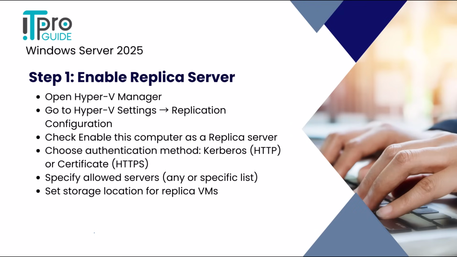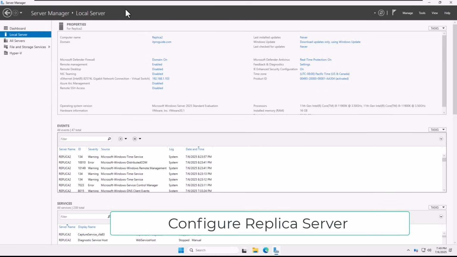The first step is to enable the replica on the servers. Once you complete the virtual machine installation and Hyper-V configuration, you have to configure the replication in Hyper-V settings. Let's do that first. I have logged into one of the replica servers, that is replica 2. I have two machines, replica 1 and replica 2, and those have Hyper-V installed and configured.